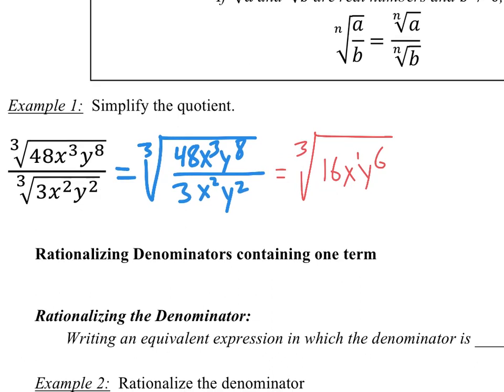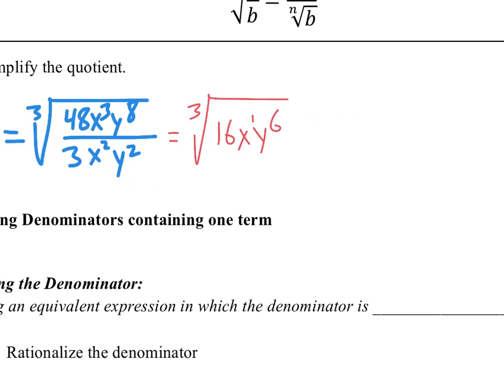Then we've got to ask ourselves, can we simplify this? So we're going to break it up into things we can simplify and things we can't. Is there a perfect cube in 16? There is. It's 8. 8 times 2 is 16. I could do the cube root of 8. That's going to be 2 in a second. I have x to the first, so just a single x. We can't simplify that. That's not going to come out.